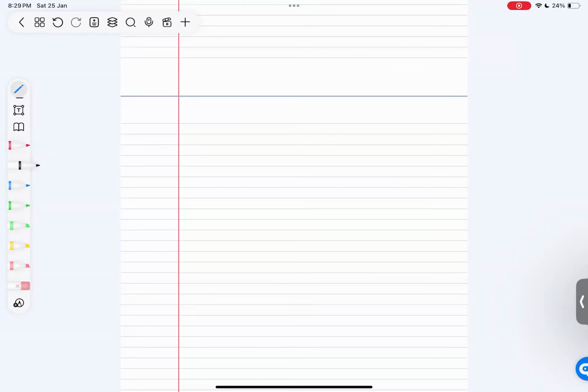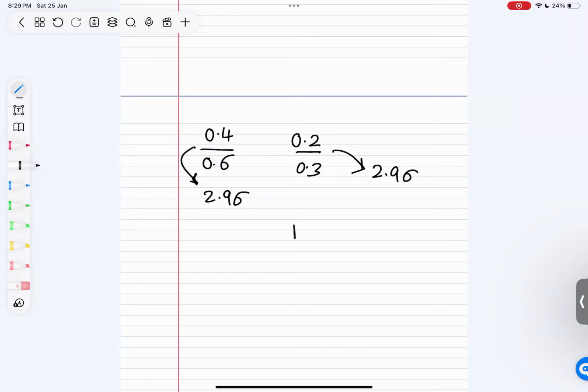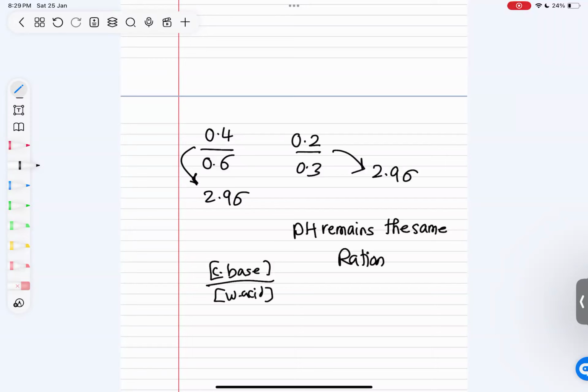On the ratio, it is question 3 here. Calculate the pH of the buffer when 0.4 and 0.6. If you see, the other ratio was 0.2 and 0.3 and the buffer pH became 2.96. Here, if I calculate it with the same equation, it will also be 2.96. So the pH remains the same as long as the ratio is the same. The ratio of the concentration of the conjugate base to the concentration of the weak acid is the same, so the pH of the buffer is going to be the same also.